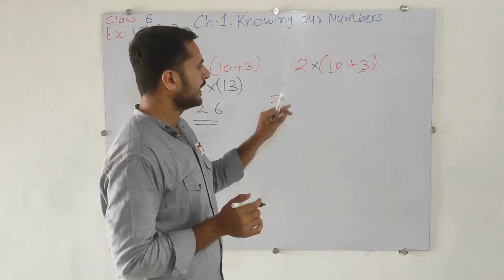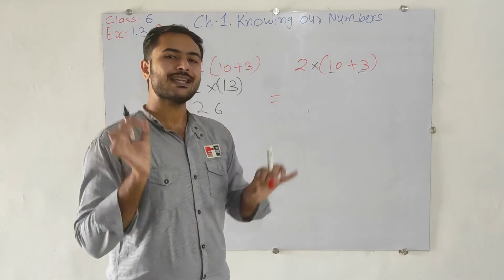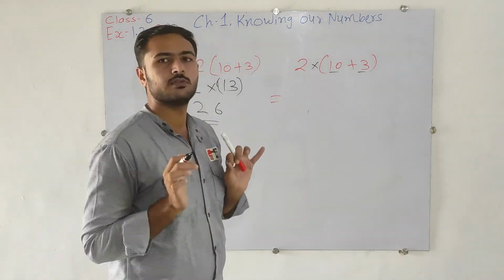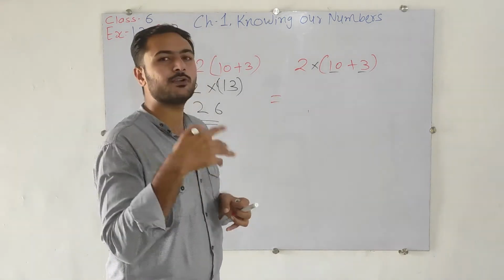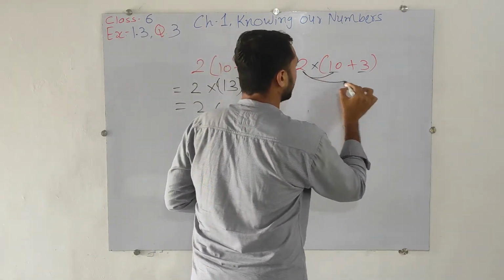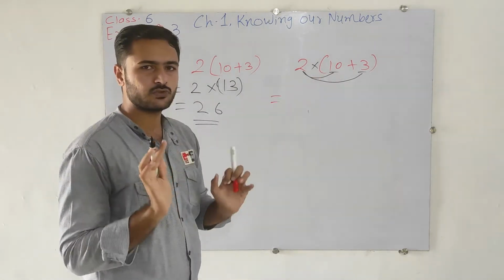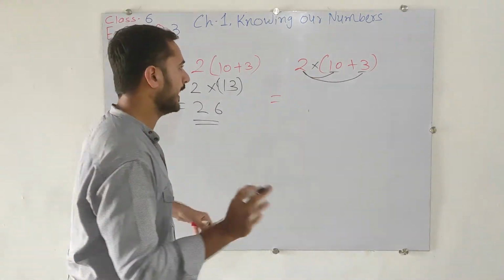Now what we will do? Actually the relation is the multiplication. 2 will multiply to each and every term of the bracket. 2 terms are there, so 2 will multiply to each and every term. It means 2 will multiply to 10 also and 2 will multiply to 3 also. And in between, which sign is there? Plus, so we'll put the plus sign. Let's see how to do that.